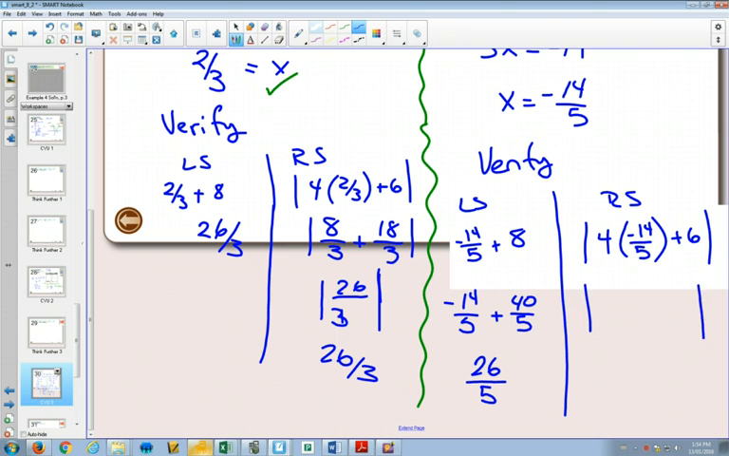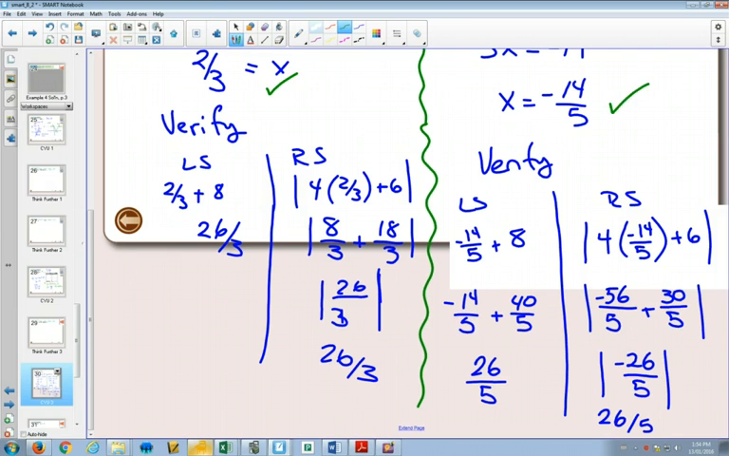When I simplify this, I'm going to get negative 56 over 5 plus 30 over 5, which ends up being negative 26 over 5. The absolute value of negative 26 over 5 is positive 26 over 5. So this one works as well.